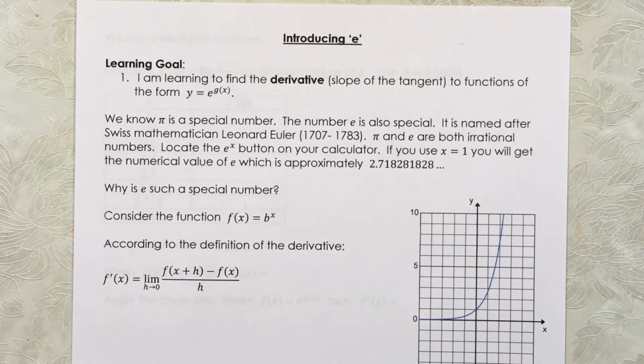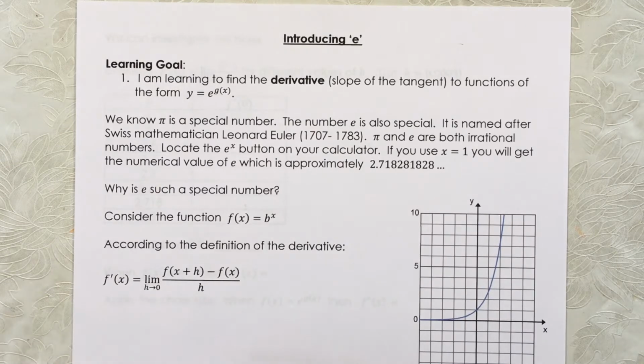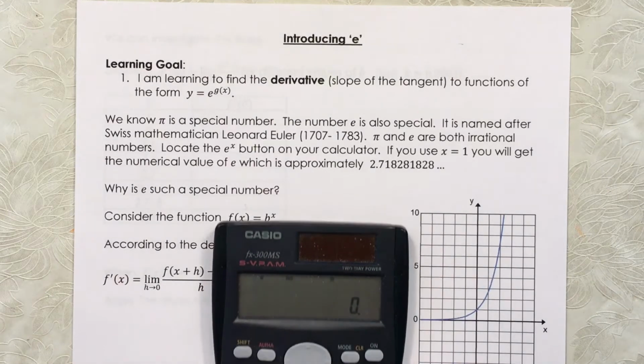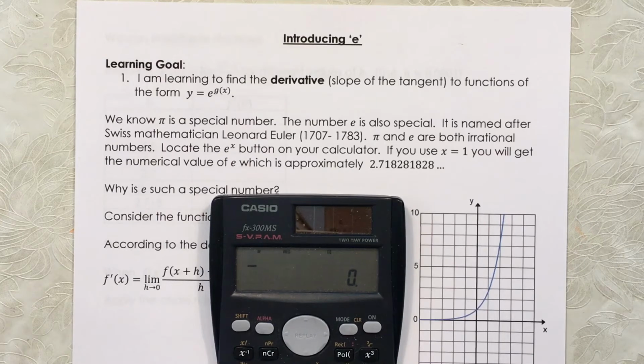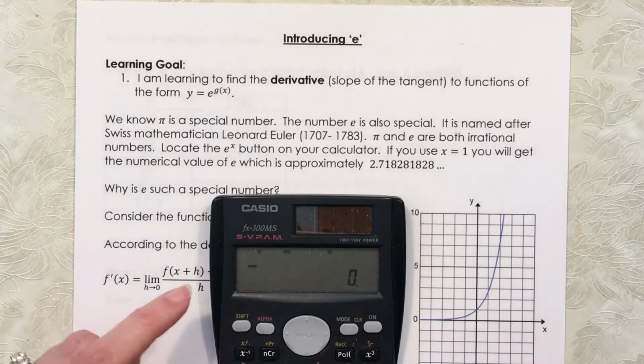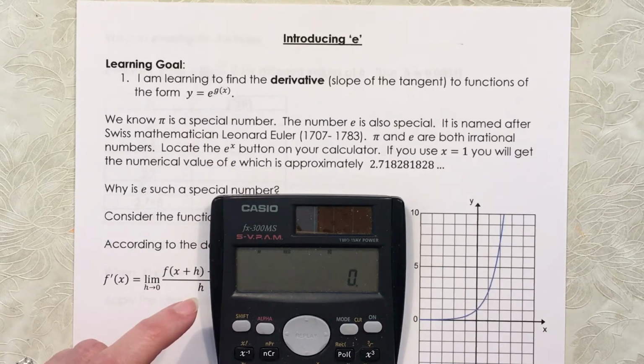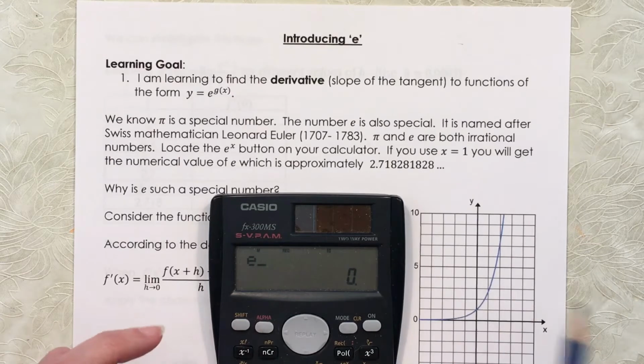So if you look on your calculator, there's going to be an e to the x button somewhere. It could be a shifted key. Mine is shift, and it looks like ln, which we're going to learn about in the next video. So mine's shift, and then it gives me that e.